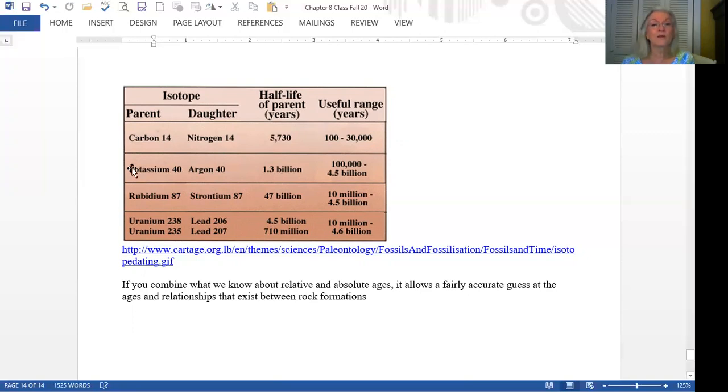Potassium-40 is used quite a bit. It turns into argon-40. Its half-life is 1.3 billion years, and it's a very useful isotope. Rubidium-87 is useful, as well as two of the isotopes of uranium, uranium-238 and uranium-235. So if we take what we know about relative ages and absolute ages, it really helps us narrow things down to get a good understanding of orders of events and ages at which they took place in.